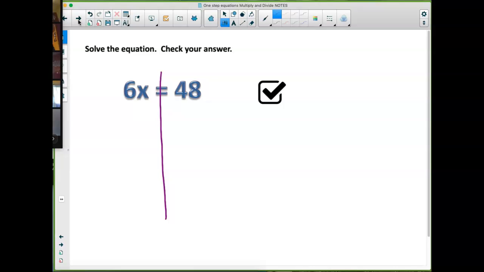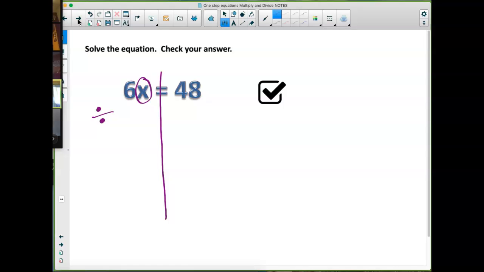Okay. First step, just like we did last week, is to draw a line by the equal sign, or just like we did on Tuesday. And we want to get the letter by itself. Okay, so I'm going to circle the x. How do I get rid of the 6? What's the opposite of multiplying? Divide. Divide the 6? Divide.